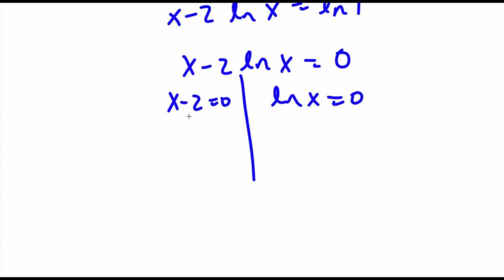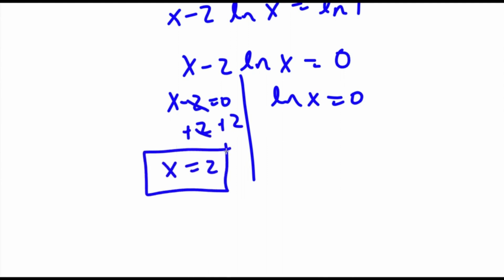For x minus 2 equals 0, I can simply add 2 on both sides. So these two cancel out, and I'll be left with x equals 2. So this is one solution. Now for ln x equals 0, x is equal to 1.